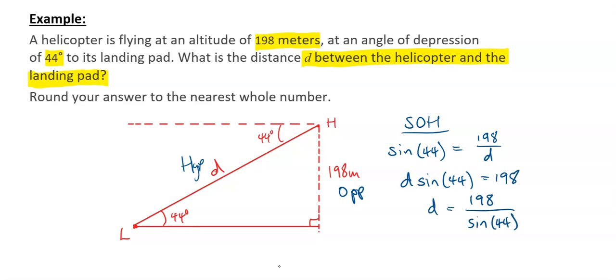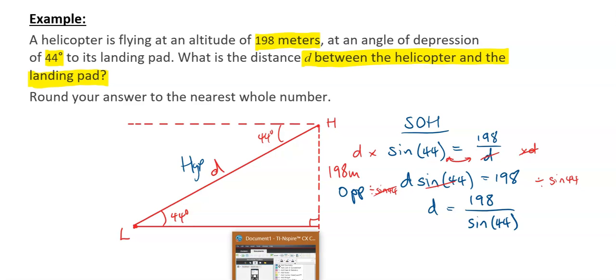So a lot of us remember this as a kind of a switch that happens with the sine 44 and the D. When you're trying to find the hypotenuse, you switch them over, so it ends up with this fraction. But if you look at the algebra steps, the first thing you're doing is you're timesing by D on both sides, and then you're dividing through by sine 44 on both sides. And obviously that cancels the sine 44, and on this side it cancels the D. So it's like the switch happening in two stages. But a lot of us can just remember the switching over. And that gives us 198 over sine 44, which you then put in the calculator.